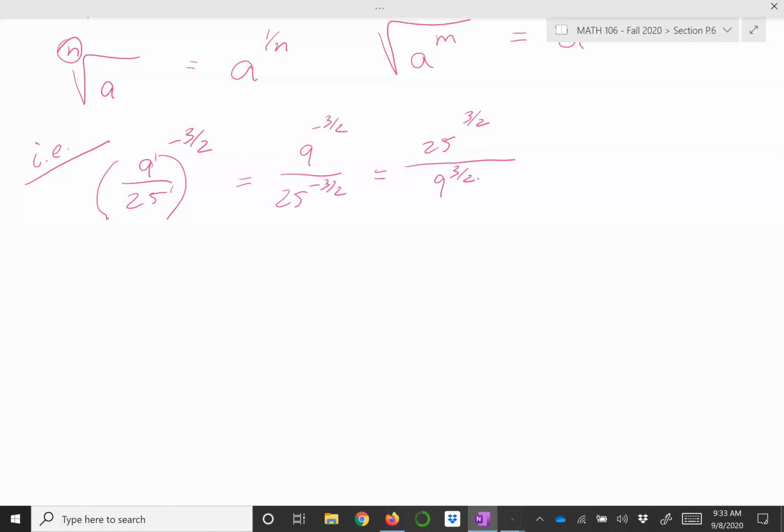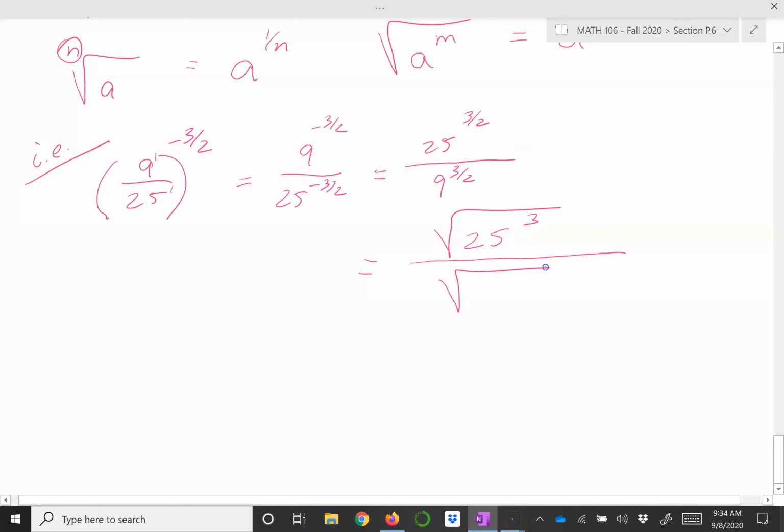Okay? All right, now let's rewrite these as radicals. I'll put it down here just so I have room. So let's start with the numerator. What type of radical is it? Square root or cubic root? It's a square root, and inside of it I have 25 cubed. In the denominator, it's also a square root because the fraction has a 2 in the denominator as the exponent. And then it's 9 cubed.